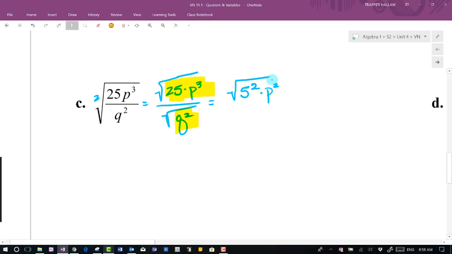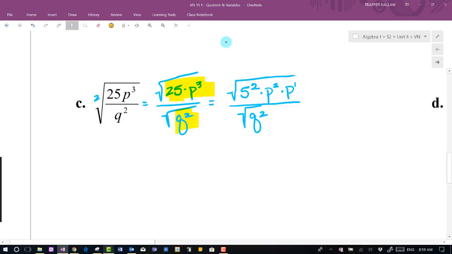So I'm going to separate that p cubed into p squared and p to the first. Again, I've not changed anything. 25 is 5 squared. P cubed is p squared times p to the first, since we add exponents when we multiply like bases. So that's the numerator part. Let's look at the bottom. It's already done for us. We have the square root of q squared, so it's set up and ready to go.